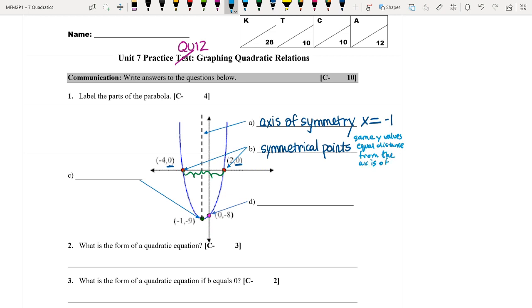All right, now we can look at C. C is pointing to what we call the vertex. Okay, the vertex is going to be either the highest or lowest point of the parabola. So you're always looking for that highest or lowest point of the parabola. That's your vertex. D is pointing to, if you recall, this line here is called your y-axis, and D is pointing to the y-intercept.